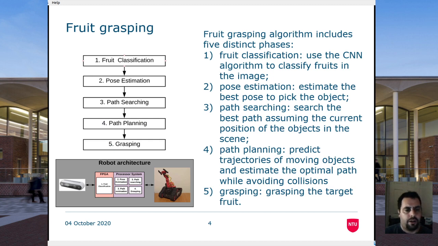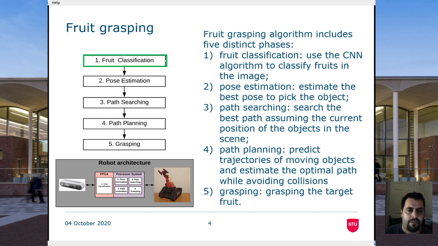Before going into details on how the work was done targeting the Xilinx board, I'd like to talk a bit about the fruit grasping. In terms of the fruit grasping, we defined that there are 5 steps. The first step is the fruit classification. Use the CNN algorithm to classify fruits in the image. This is the part that we'll be looking at in this project.